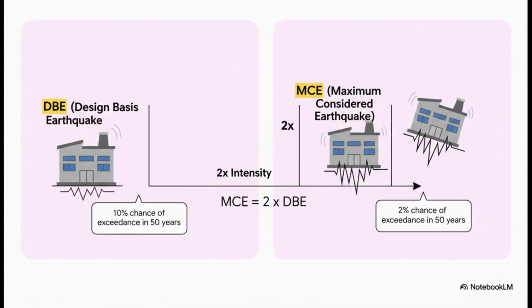So let's put some numbers to those terms, DBE and MCE. The design basis earthquake, or DBE, is the event we design for most of the time. It has about a 10% chance of being exceeded in a 50-year window. But then you have the MCE, the maximum considered earthquake. This is a whole other beast. It's much rarer, with only a 2% chance of being exceeded in 50 years. And look at that key detail at the bottom. The code tells us to consider the MCE as having twice the intensity of the DBE. This is a crucial distinction that forms the bedrock of the entire risk-based system we're about to explore.